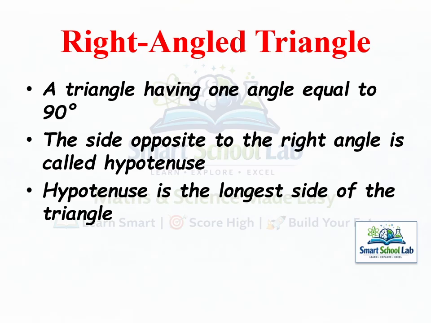Before going to the theorem, let us know what a right angle triangle is. A triangle having one angle equal to 90 degrees, we call it a right angle triangle. The side opposite to the right angle is called the hypotenuse, and the hypotenuse is the longest side of the triangle. Just remember these two points: for a right angle triangle, the opposite side is called the hypotenuse, and the hypotenuse is the longest side of the triangle.